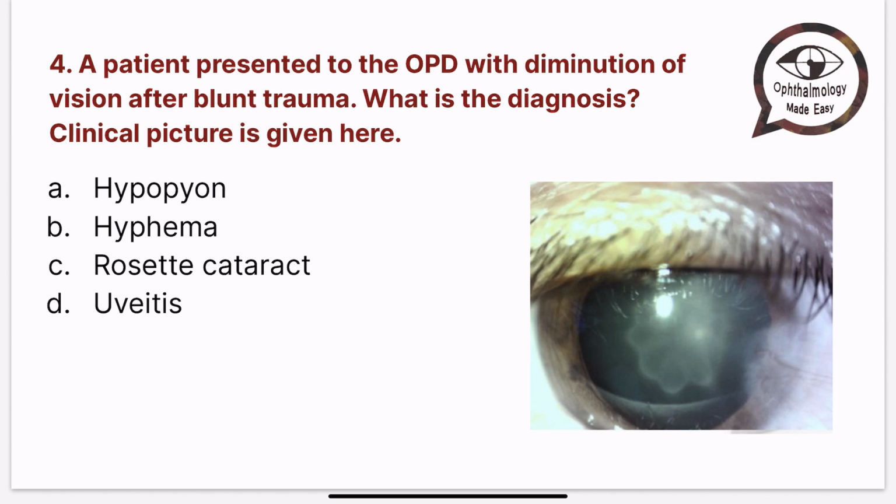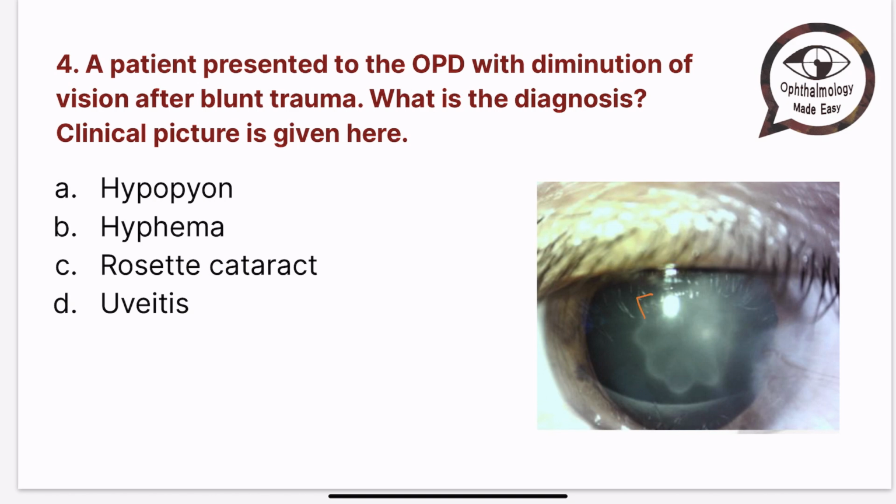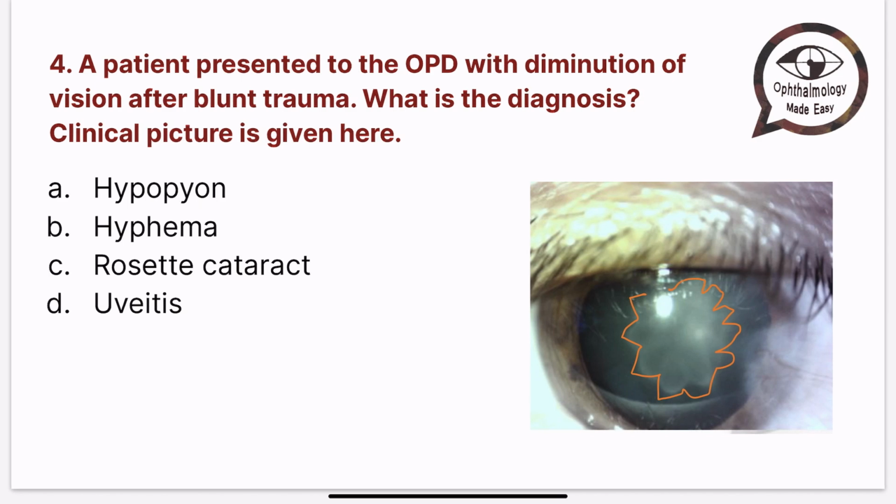So the next question is, a patient presented to the OPD with diminution of vision after blunt trauma. What is the diagnosis here? Very easy question again, previously asked many times. So this is a flower shaped petaloid appearance type of cataract, and we all know that this type of cataract is called rosette cataract. Okay, remember, hypopyon is the pus in anterior chamber, hyphema is blood in anterior chamber, and uveitis is cells and pigments in anterior chamber.